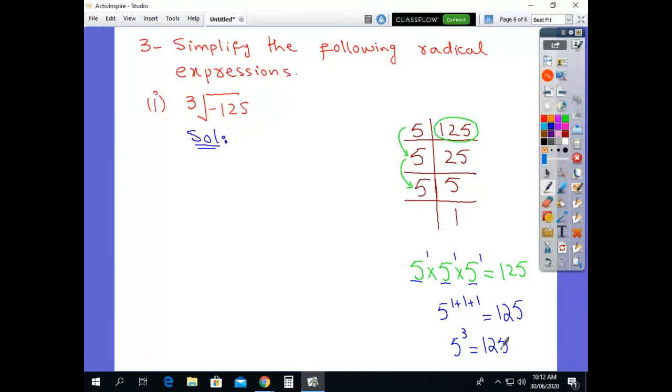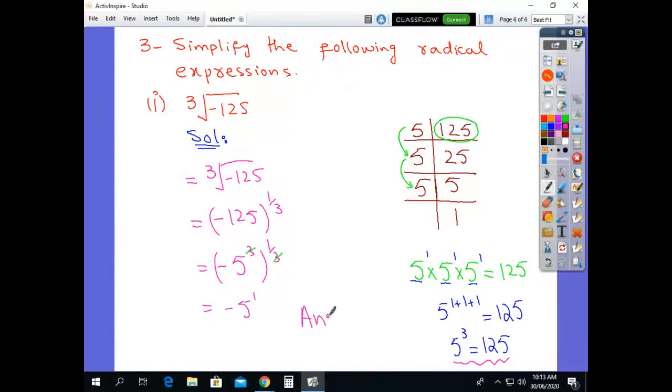5 raised to power 3 is equal to 125. Now here we write the cube root of negative 125. First of all, we convert it into exponential form. What is exponential form? Negative 125 raised to power 1 by 3. Here we write 125 is equal to 5 raised to power 3. Then 5 raised to power 3, raised to power 1 by 3. After cancellation of this 3 with this 3, we get negative 5 raised to power 1, which is the required answer in simplest form.